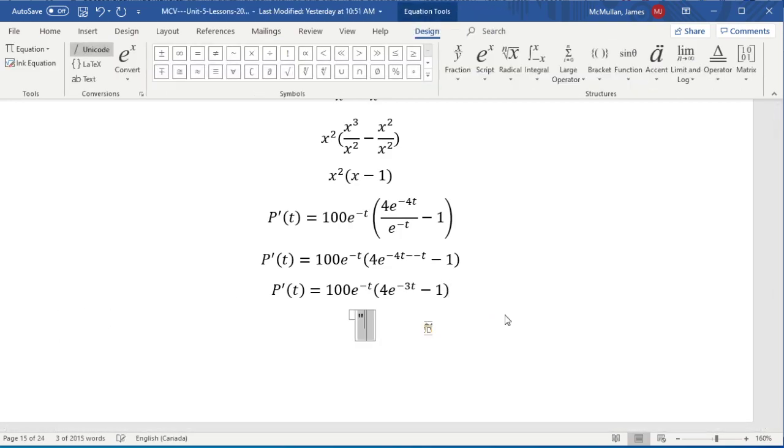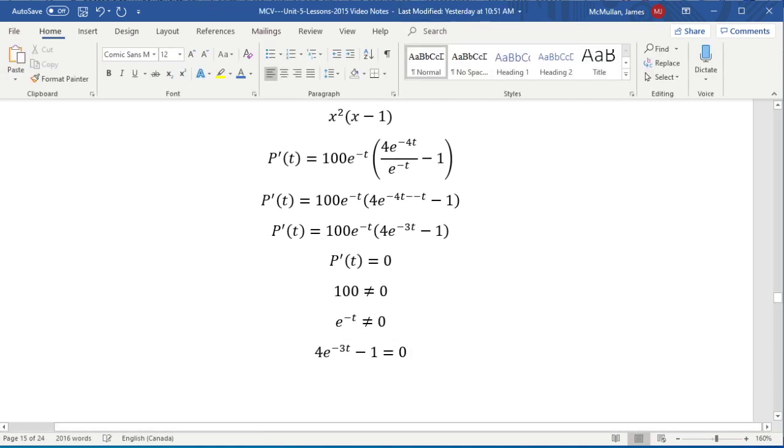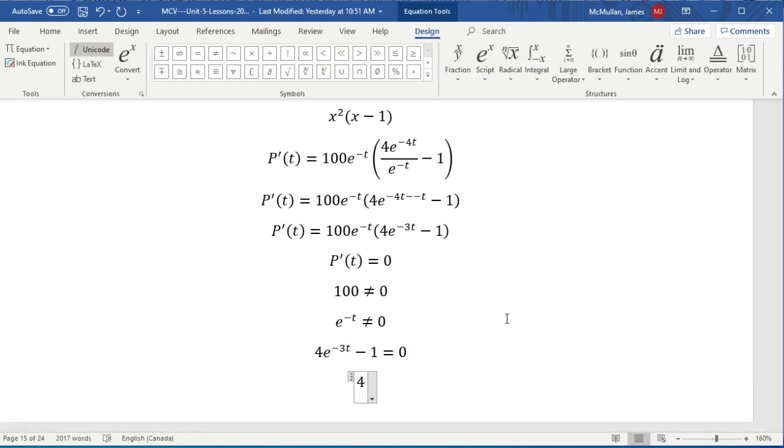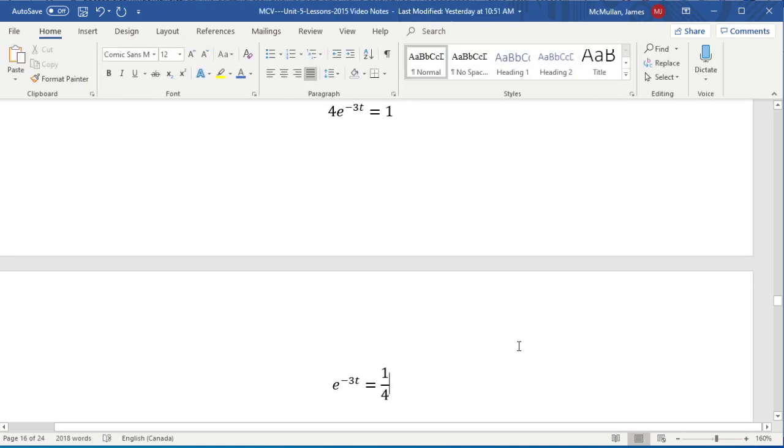Now remember, we want to know when P prime of t is equal to 0. So our candidates are when 100 is equal to 0, but of course 100 is never 0. E to the negative t is also never 0, so that can't be an answer. So our only choice here is when 4e to the negative 3t minus 1 is equal to 0. Now, this would be true when 4e to the negative 3t is equal to 1, which in turn would be true when e to the power of negative 3t would be equal to 1/4.